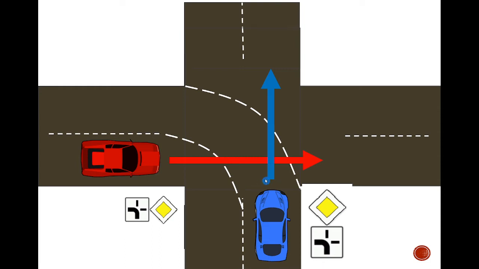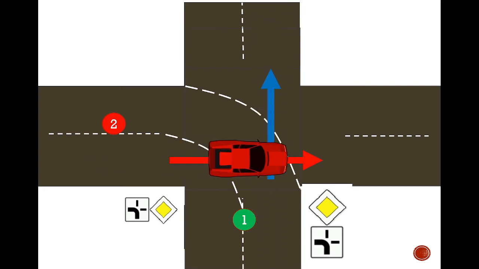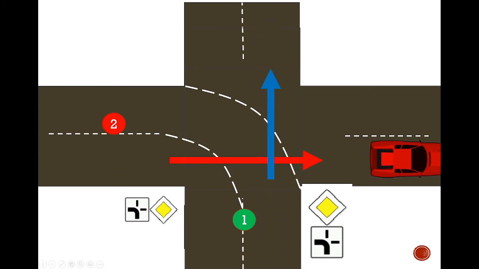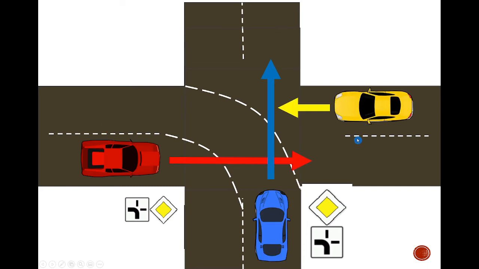So who is on the right? The blue car is on the right of the red car, and hence the blue car has priority. Let's look at it. The blue car can proceed first and the red car can follow. Yes, like that. Let's get the concept clear by looking at one more example.